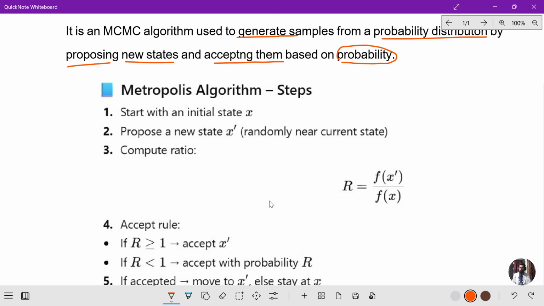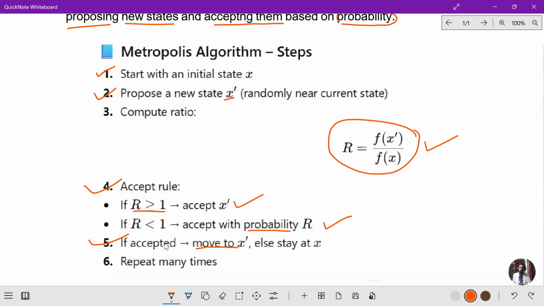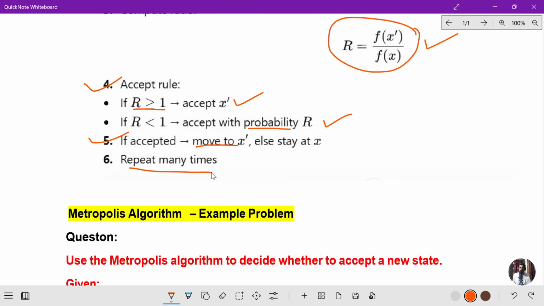Now you see the algorithm. Completely there are 6 steps. Start with initial state x. Second, propose a new state called x dash. Then we find the ratio, r equal to f of x dash by f of x. Accept rule: if r is greater than or equal to 1, accept x dash. If r is less than 1, accept with some probability. Fifth, if it is accepted, move to x dash. And last one is to repeat many times.